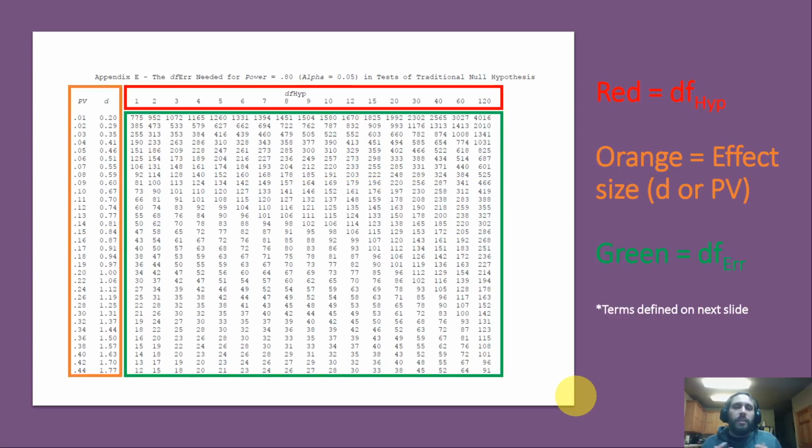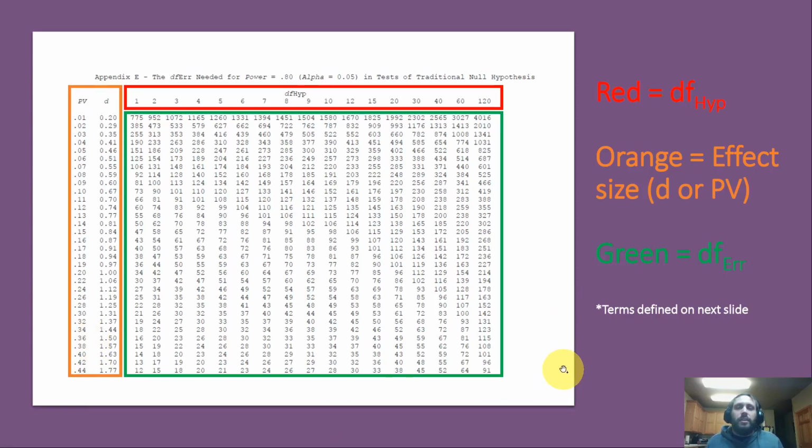But really, within this chart, there are 3 main components we need to look at. The first is highlighted in red up top here, which is the degrees of freedom hypothesis. And all this is really is just the number of groups or number of predictors you have minus 1. Then there's the orange here on the left side, which is our effect size. This is essentially saying, how much percentage of explained variance do you have, or how large of a standardized difference is there between the groups? And then lastly, highlighted in green here, the large box in the middle is the degrees of freedom error.